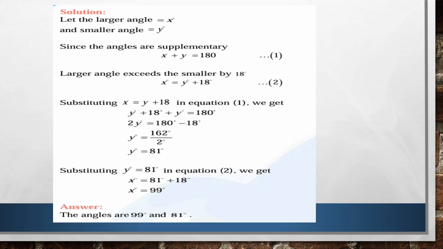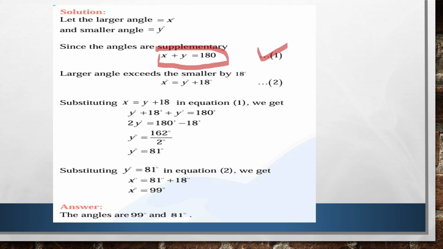Second problem of exercise 3.2. The larger of two supplementary angles exceeds the smaller by 18 degrees. Find them. So here the larger angle can be taken as x degrees, the smaller angle as y degrees. What do we mean by supplementary angles? The sum of the angles is equal to 180 degrees. So I can write equation 1 as x plus y is equal to 180 degrees.